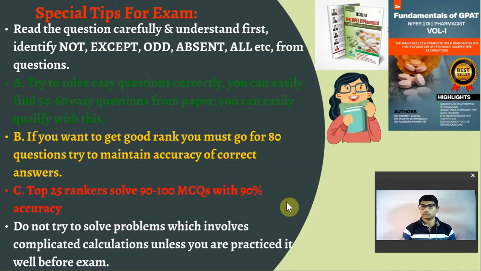If you want to get a good rank, then you can solve 80 questions with 90% accuracy. You will get a very good rank. If you want to get in the top 25, you can go and solve up to 100 questions. Again, try to maintain 90% accuracy. You will get a very good rank, maybe you will come into the top 20%. Do not try to solve the problems which involve complicated calculation. I will explain this again in the second part.